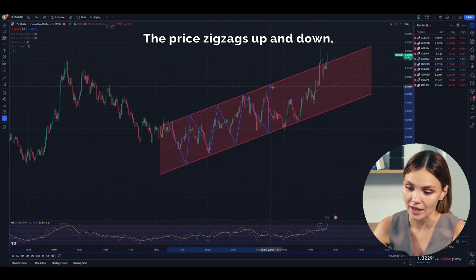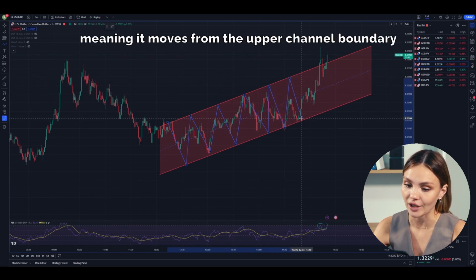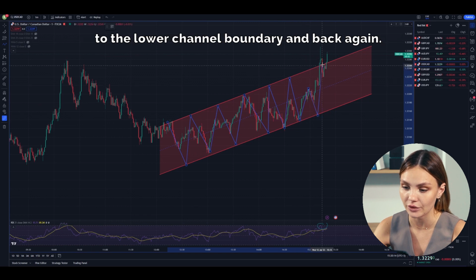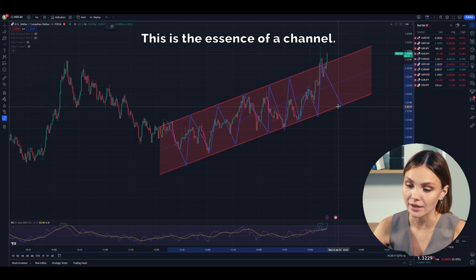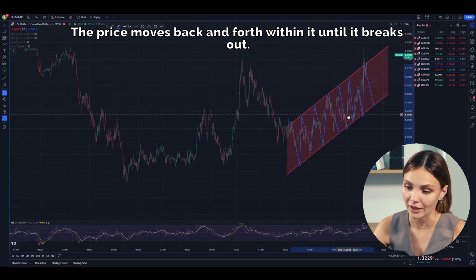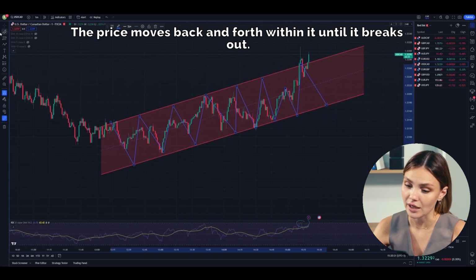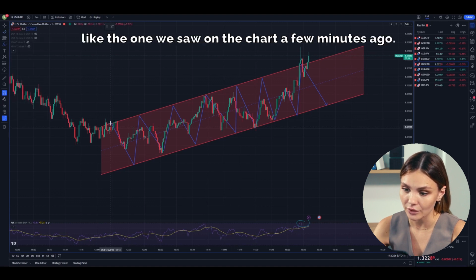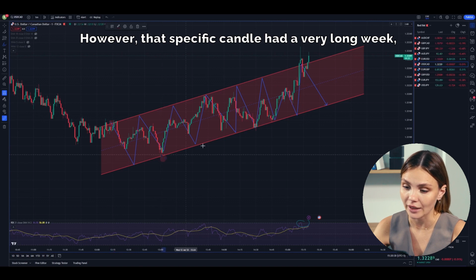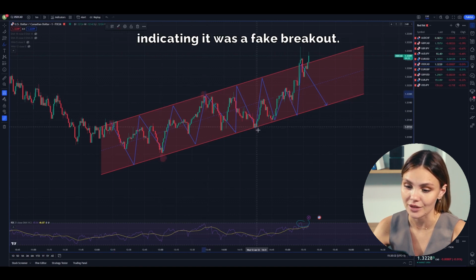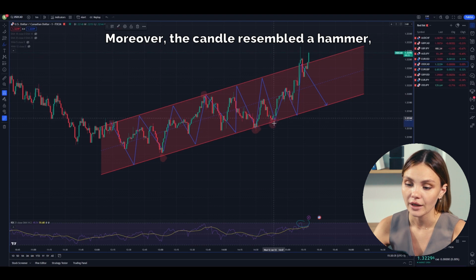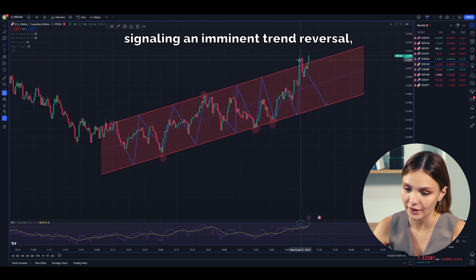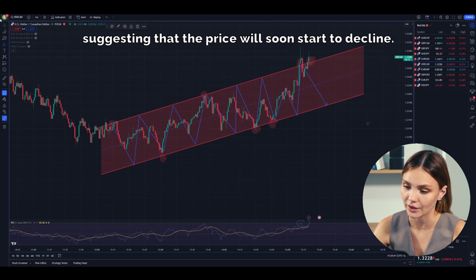The price zigzags up and down, meaning it moves from the upper channel boundary to the lower channel boundary and back again. This is the essence of a channel. The price moves back and forth within it until it breaks out. Sometimes fake breakouts occur, like the one we saw on the chart a few minutes ago. However, that specific candle had a very long wick, indicating it was a fake breakout. Moreover, the candle resembled a hammer signaling an imminent trend reversal, suggesting that the price will soon start to decline.